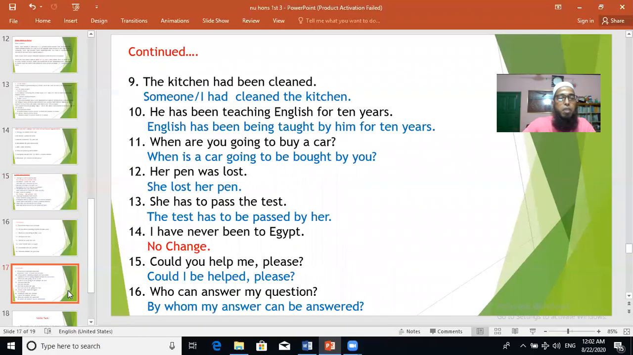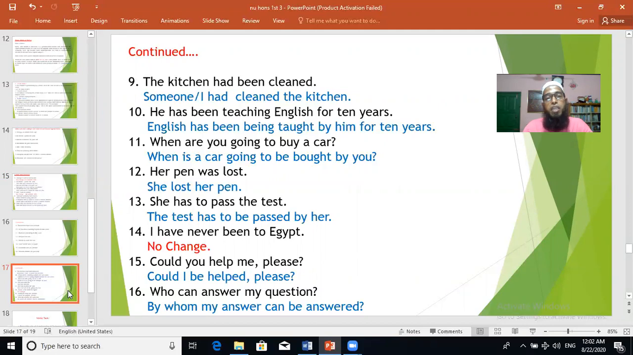So let us see the other answers here. Check yours. The kitchen had been cleaned. Someone had cleaned the kitchen. As there is an object, this is also passive. We have to make it active. You see, "had been" is the helping verb of past perfect tense, and "cleaned" is the past participle form in this passive voice. We have to make it active in the past perfect tense. I had cleaned the kitchen, or someone had cleaned the kitchen.